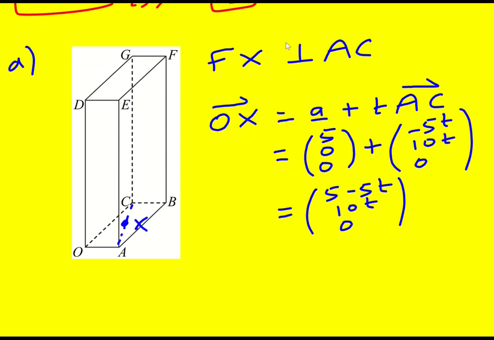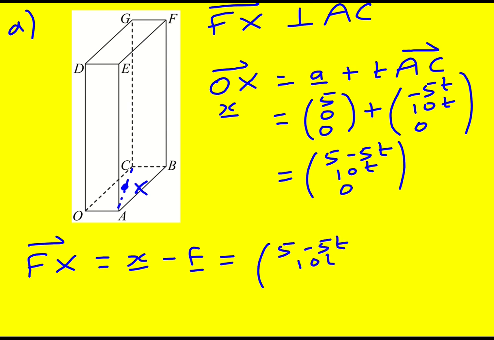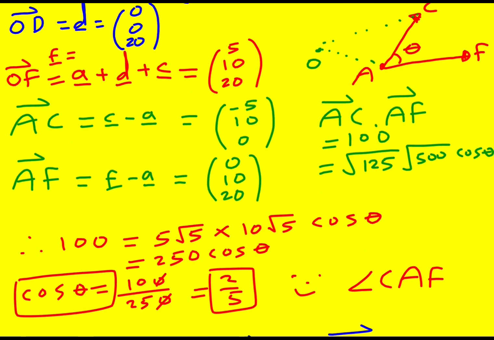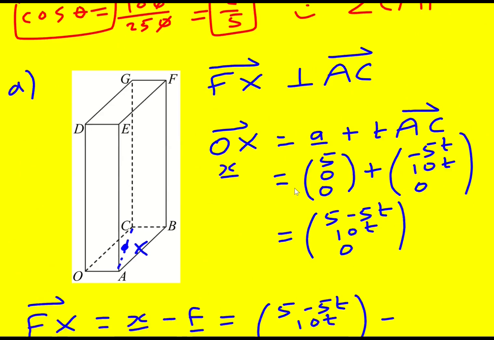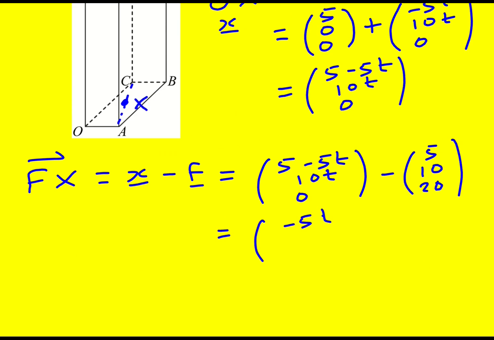And we can do that by finding out what FX is as the vector. So I'm going to change these to vectors, in fact, because then I can use the dot product with AC and it's got to equal 0. FX will equal, if I call this X, it's going to be 5 minus 5t, 10t, 0, and I'm minusing that OF that I found before, 5, 10, 20. So I'm left with minus 5t, 10t minus 10, and minus 20.